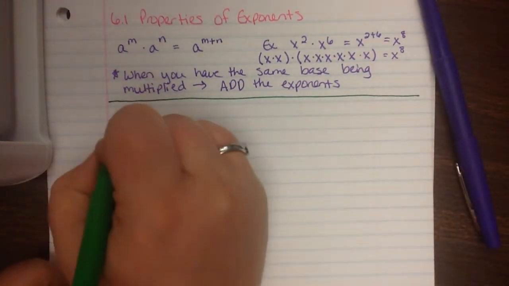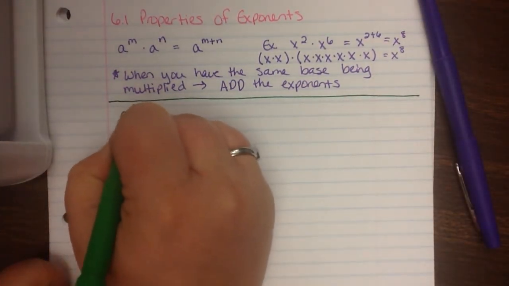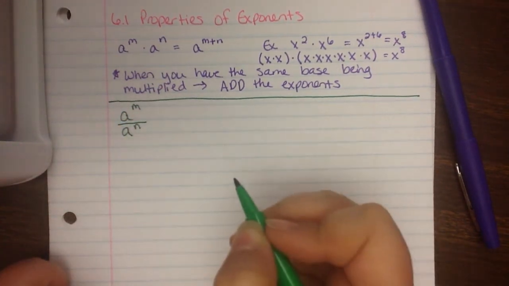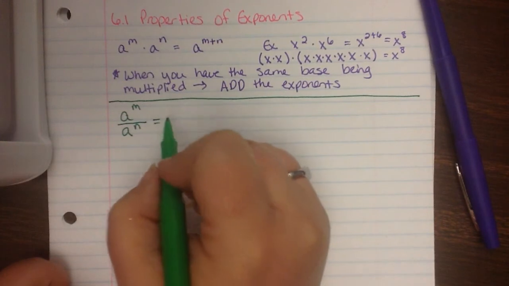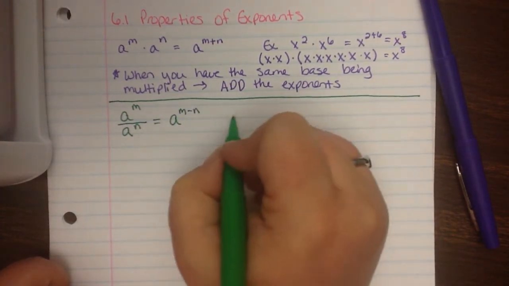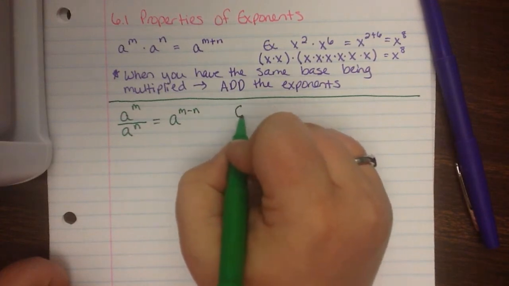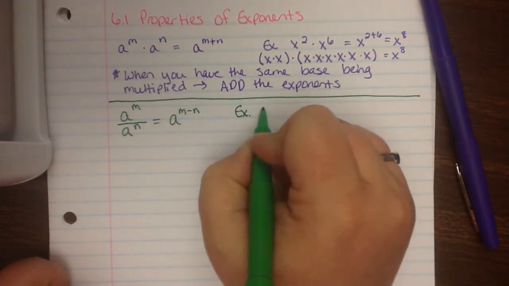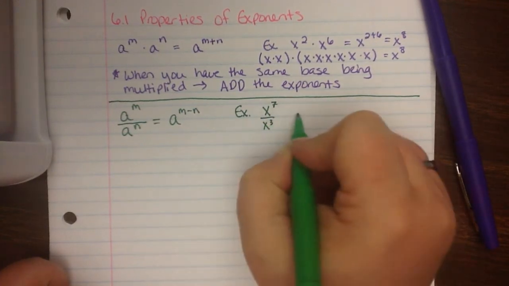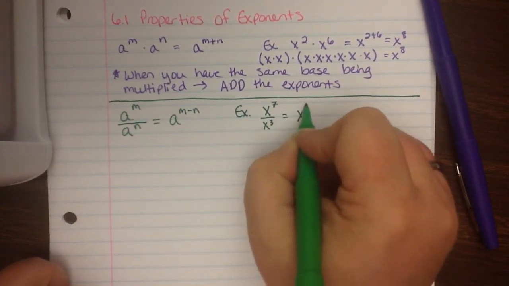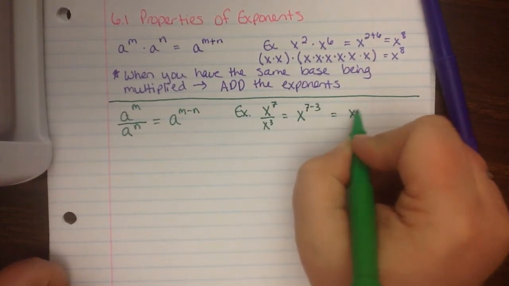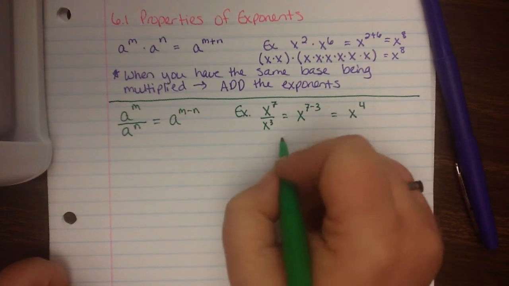the next property says if I have a base divided by that same base and they have different exponents, this time I subtract the exponents. So again, let's see that in action. X to the 7th divided by x to the 3rd, well, you would make that x to the 7 minus 3, so x to the 4th, so let's see how that happens.